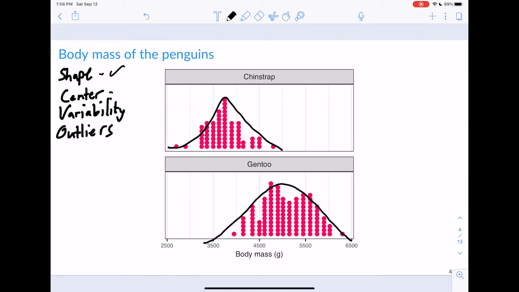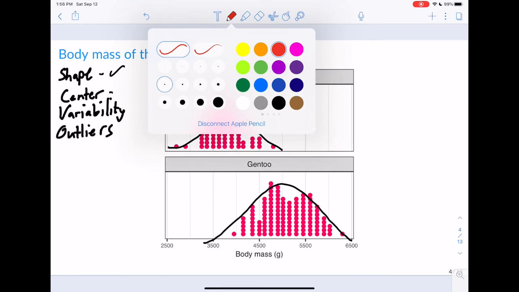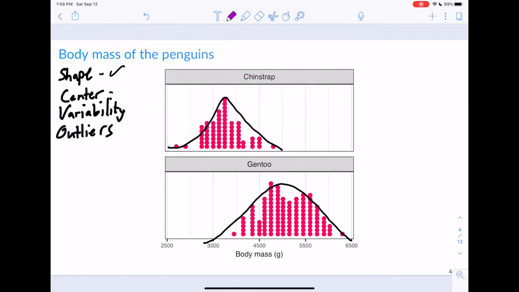So let's use a different color for this. Maybe red is a bad choice. So if we wanted to compare the center of these two, and usually when we have two side-by-side plots like this, we want to make comparisons against one another. So maybe the chinstrap center is about here. If we're going to say it's symmetric, it's going to be roughly in the middle. Same thing with the Gentoo, maybe we would say it's about here, okay?